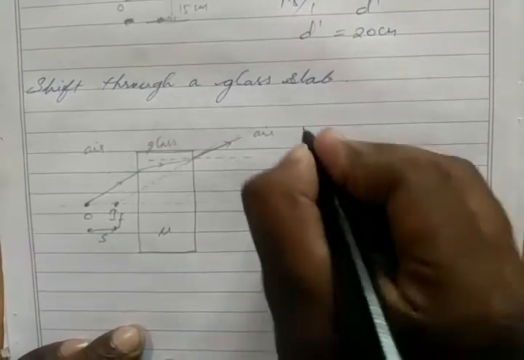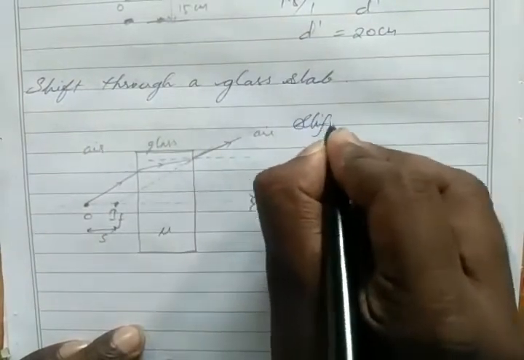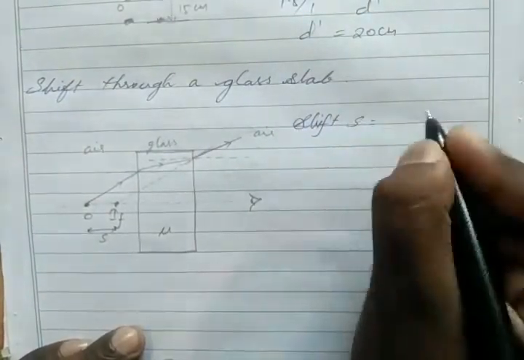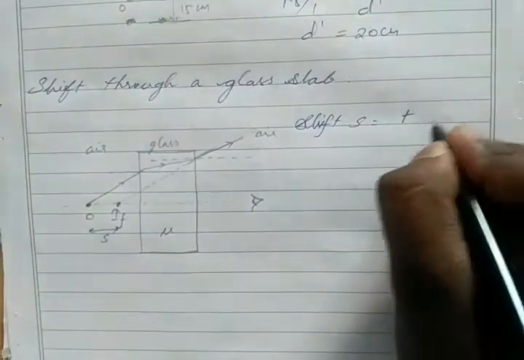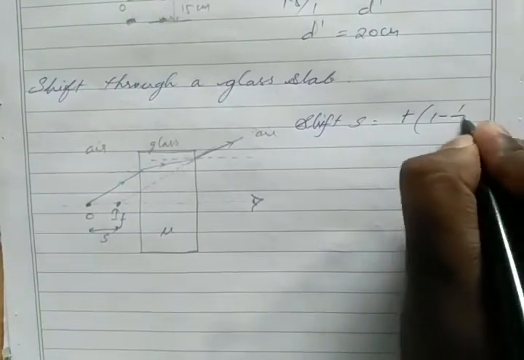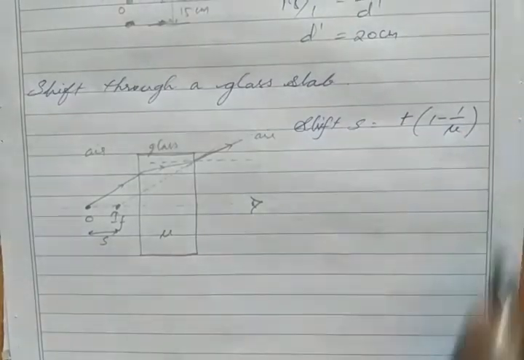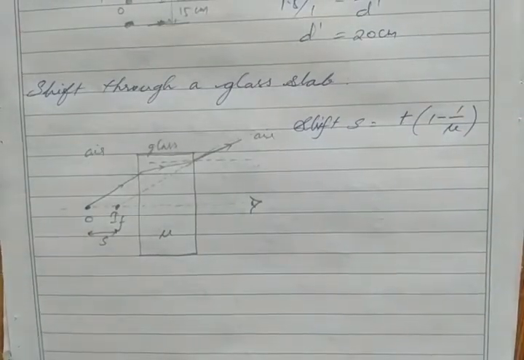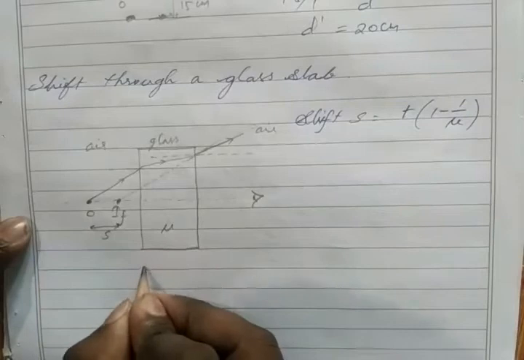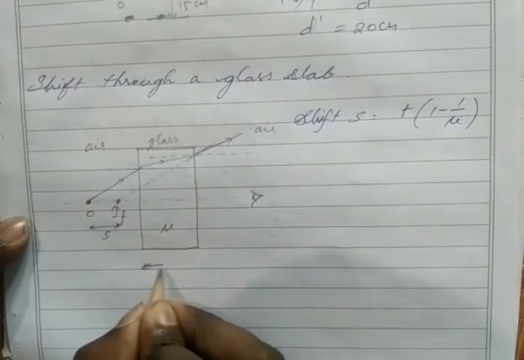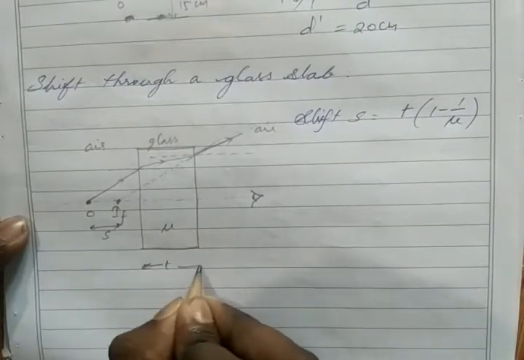We have a formula for shift. Shift S equals T times (1 minus 1 by mu), where mu is the refractive index and T means the thickness of the glass slab. We will see how to get this formula. Let's take this as the thickness of the glass slab, T.